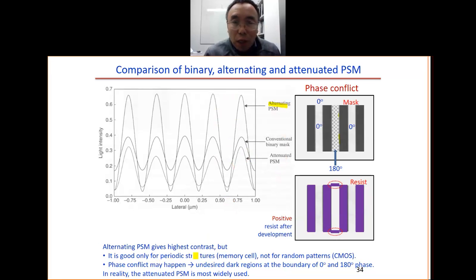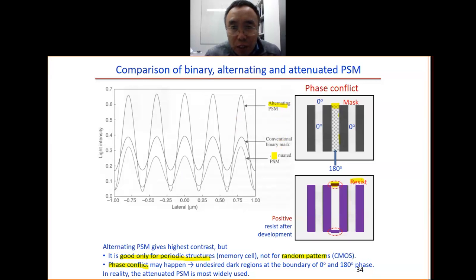But the first problem is that it is only good for periodic structures, which is the case for memory cells like DRAM, SRAM, but not good for random patterns like CMOS logic circuits. Another problem may be the phase conflict. For example, if we look here, the offset is 0 degree, so inside is 180 degree. Then in this part, there will be no light. The light here will cancel out. So in the end, after development, you get some extra structure in the resist. This is the limit for the alternating phase shift mask.